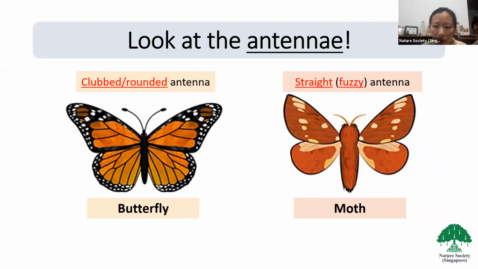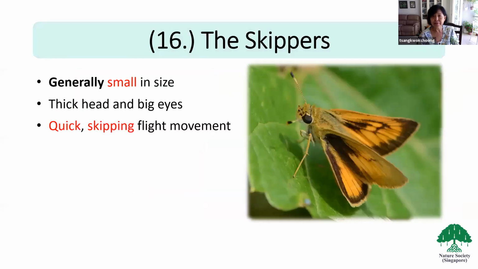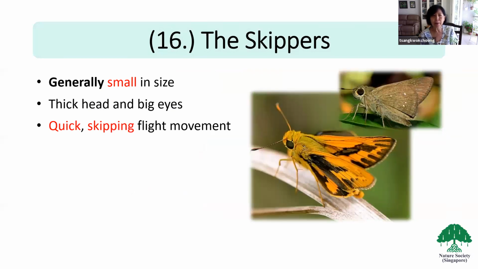Okay. When it comes to the antenna, there may be a bit of confusion where the skippers are concerned because they tend to look brown also, and one might think that they are moths. But if you look at skippers, the antenna is usually very, very long. So it's quite different from a butterfly antenna. The ones being shown now by Mei are not so long, but some of these skippers, which are still considered butterflies, really have very, very long antennae.